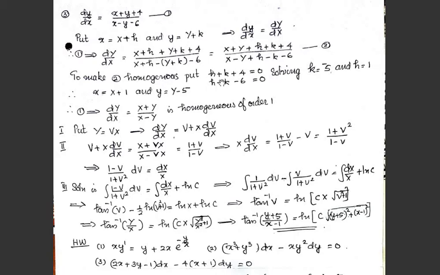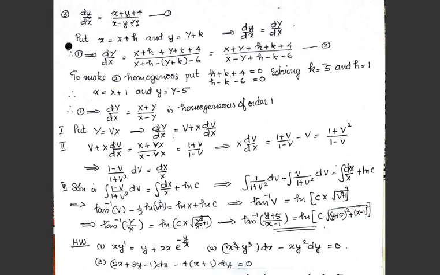So solving for h and k, we get k is equal to -5 and h is equal to 1. This is a linear equation; you can solve it for getting the value of h and k. So small x is capital X plus 1 and small y is capital Y minus 5.